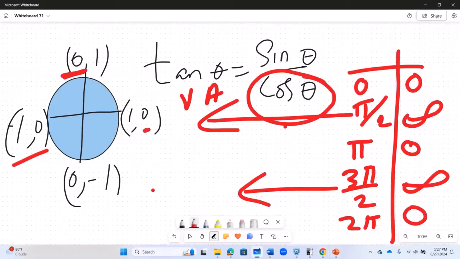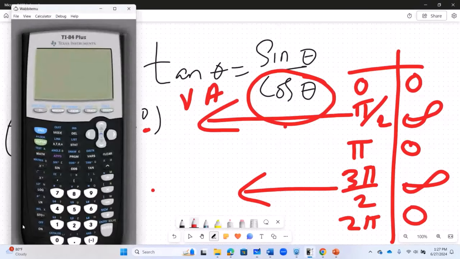So let's go back to the graph we drew. Why do we see that there's a break here? This break right here is at 90, pi over 2. At 90, there's a vertical asymptote. At 3 pi over 2, there's a vertical asymptote. At 0, the curve goes this way.